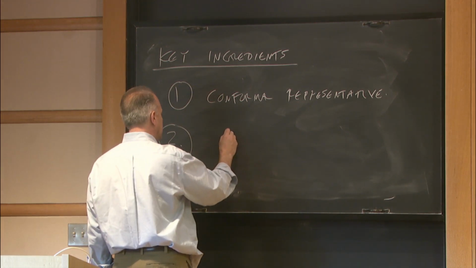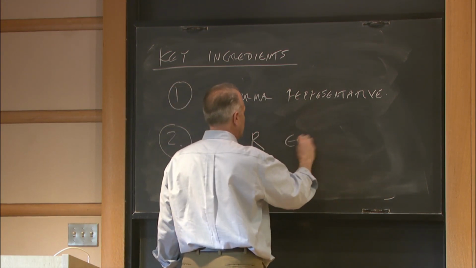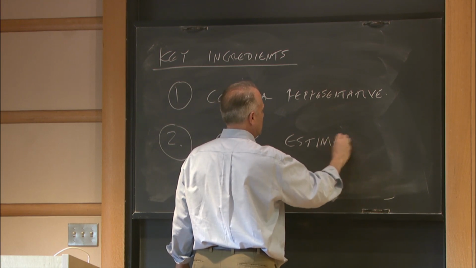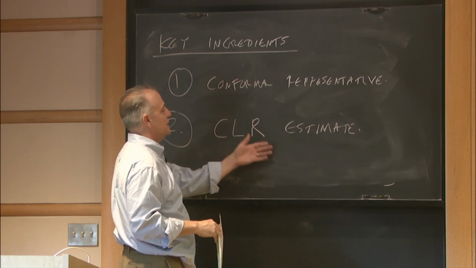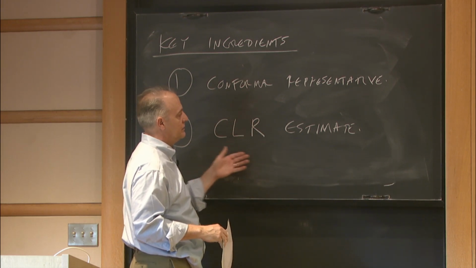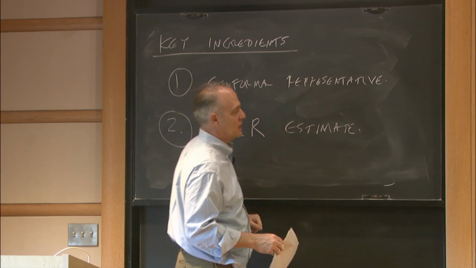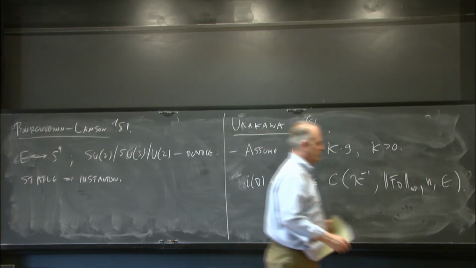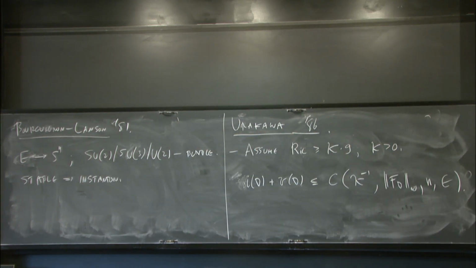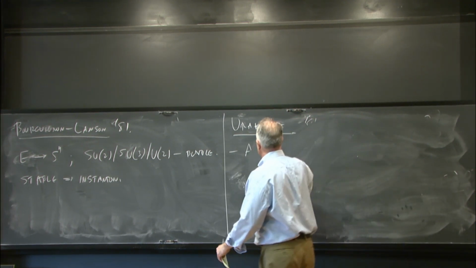So what we need is, I'll abbreviate it, the CLR estimate, and I'm going to spend some time talking about that in the second half. This has to do with estimating the number of non-positive eigenvalues of a Schrodinger operator. In fact, this is mostly what I want to talk about in the second half. But with the last few minutes, because it doesn't take too long to explain this, and it appears in both results, let me talk about this choice of conformal representative. Because the idea is very simple.